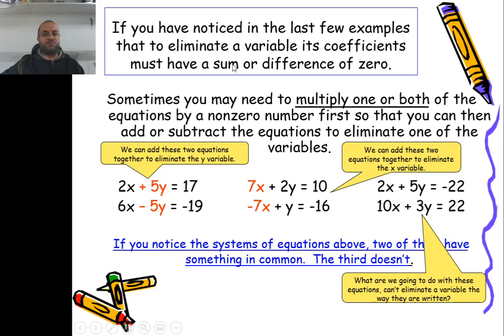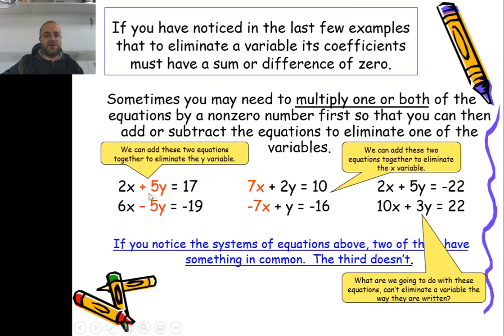If you have noticed in the last few examples, to eliminate a variable, its coefficients must have a sum or difference of 0. And this is the major objective here: one of the variables should have opposite coefficients. If they have opposite coefficients, we add, or if they are not opposite coefficients, then we subtract.